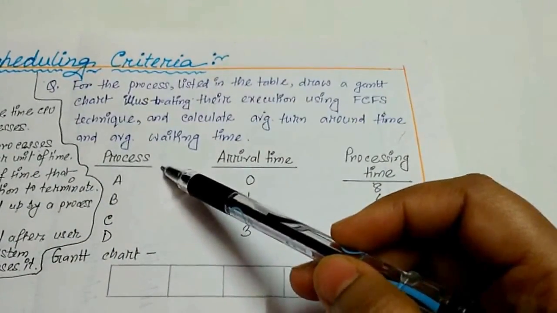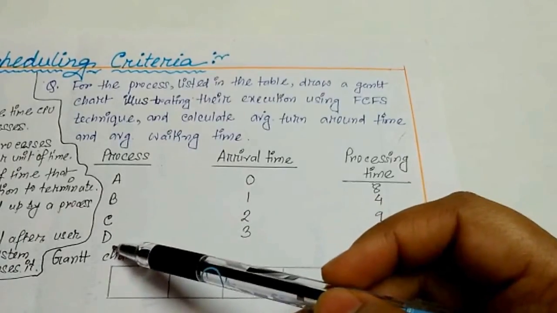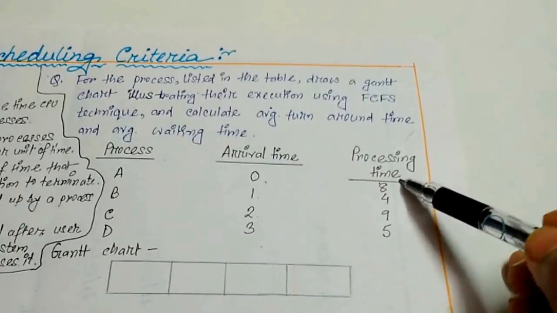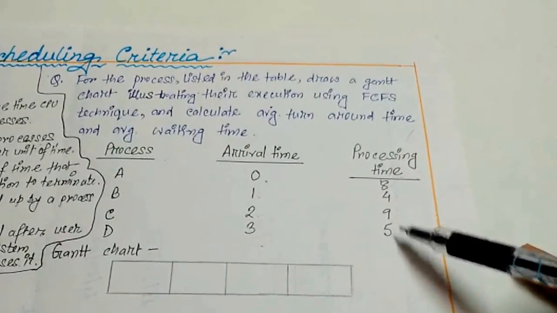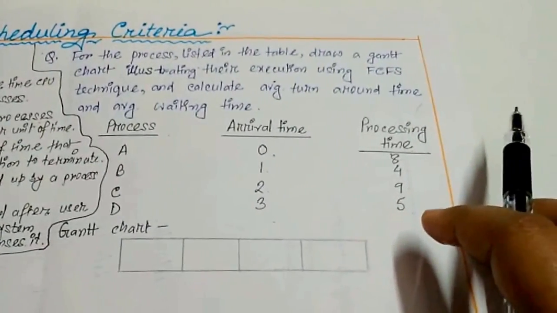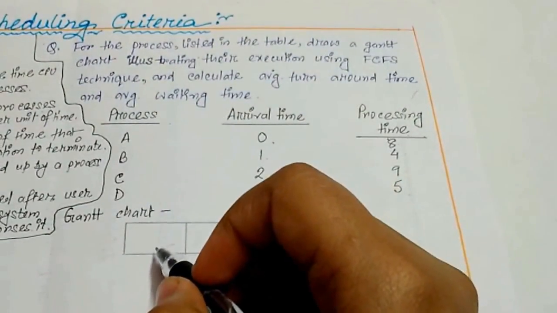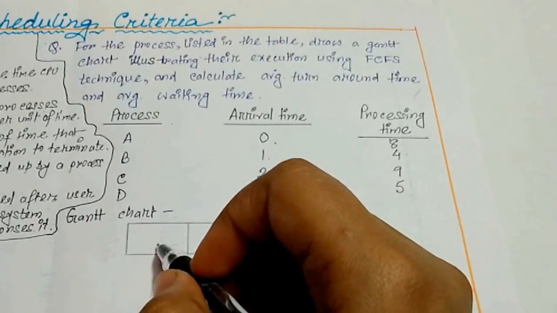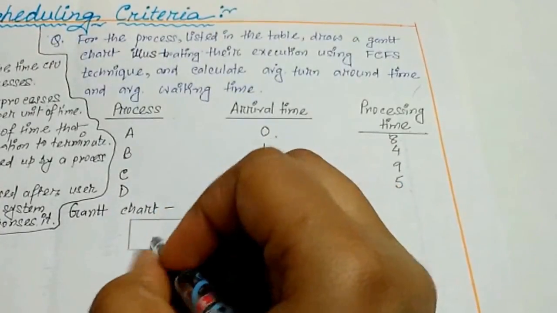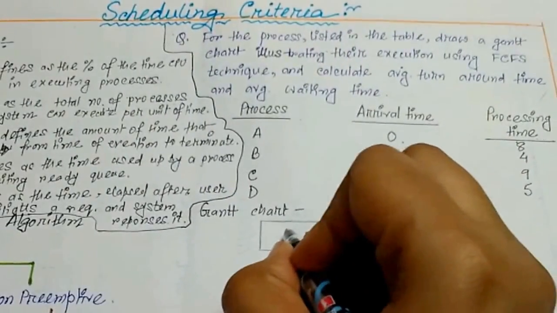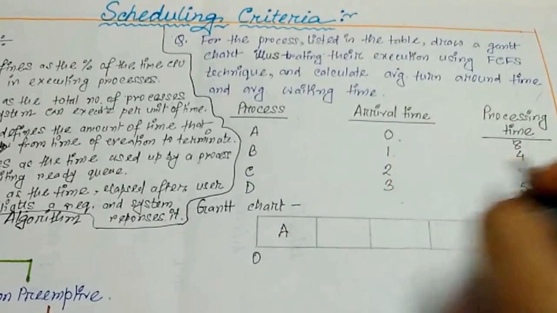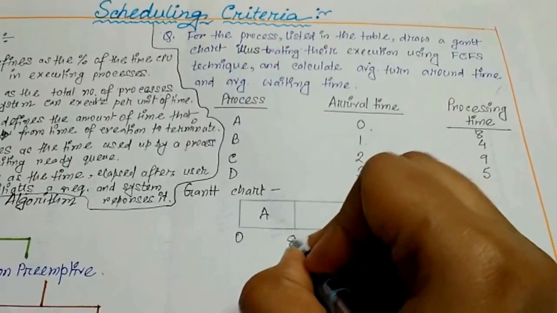These fields are given: processes A, B, C, D, arrival times 0, 1, 2, 3, and processing times 8, 4, 9, 5. So as I said, first we should draw a Gantt chart. The first process is A, arriving at 0. Here I write A, which works from 0 to 8.